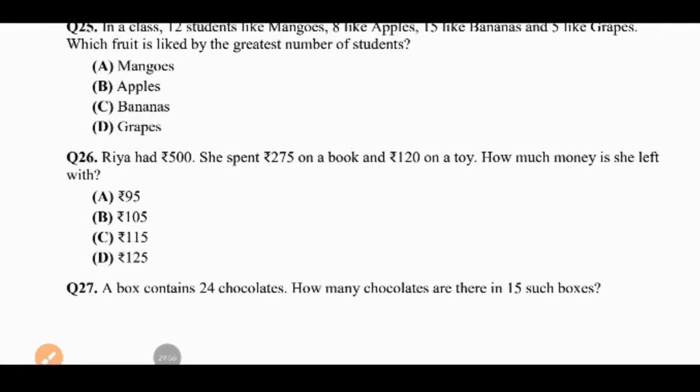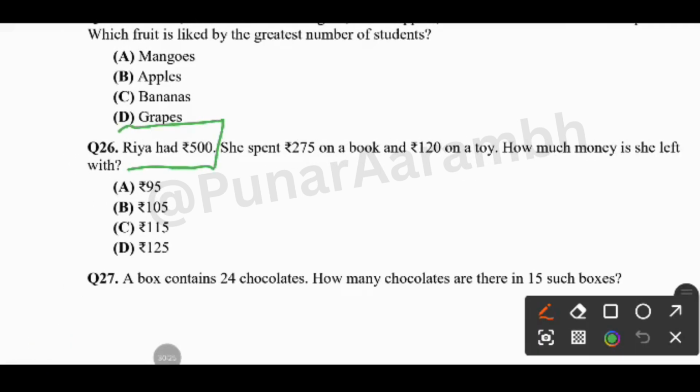Next question, question number 26. Ria has rupees 500. She spent 275 on a book and 120 on a toy. How much money is left with her? So you have to find out. Now again, what will we do? Addition, subtraction, division or multiplication? Those who know, please solve it. Others, please see. Here in this question, the total amount of money is rupees 500. She has spent something from what she held, so that means subtraction. And again she purchased one more thing, again a subtraction.